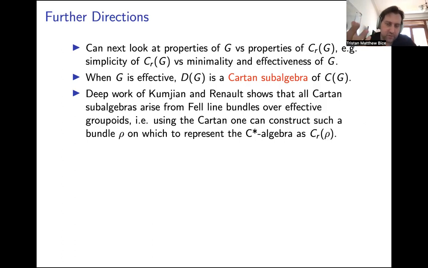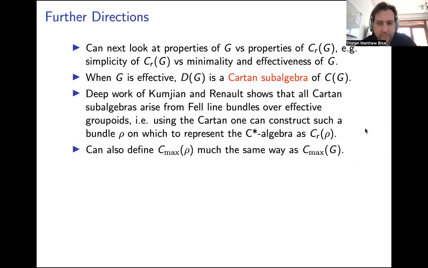And the way you do it is you use the Cartan to actually construct a bundle. So you're going in the reverse direction to what we did today. Today we are saying, well, from a Fell bundle, I can create the reduced C-star algebra. This is saying from a reduced C-star algebra, together with a special kind of subalgebra, I can actually create a bundle on which the C-star algebra does become the reduced C-star algebra of that bundle. So this is very interesting stuff.